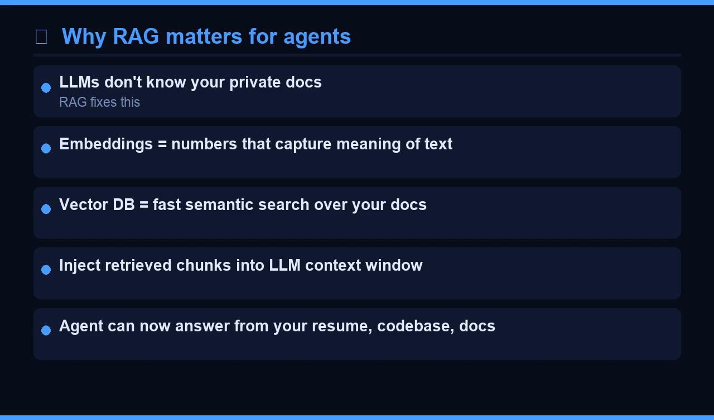Step 3, generate. You inject those retrieved chunks into the LLM's context window. Now the LLM has your private data as part of its input. It generates an answer grounded in your actual documents.